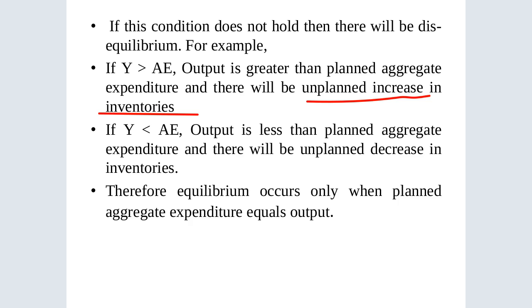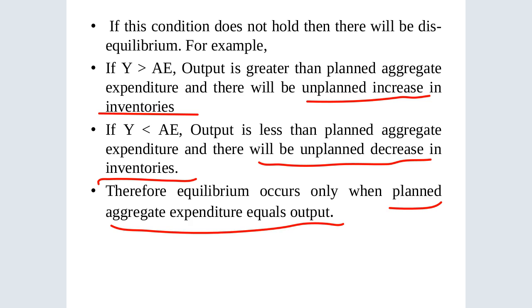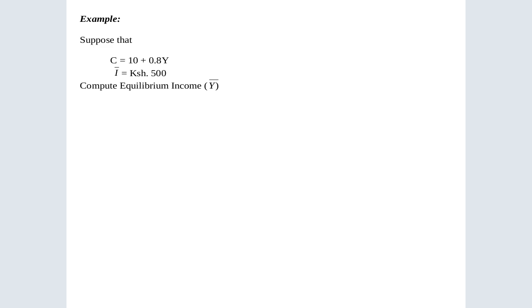So if output is less than the aggregate expenditure, there will be an unplanned decrease in inventories. In this case, we'll have a shortage of inventories in the economy. So this simply means that equilibrium occurs only when planned expenditure equals output. That is when we'll have the equilibrium condition in the economy.